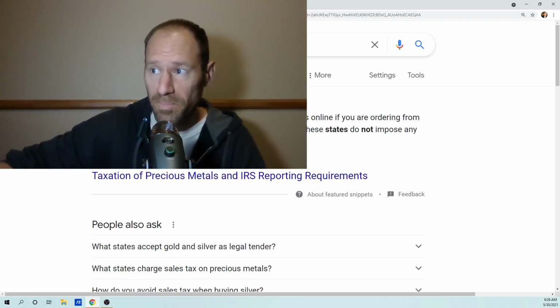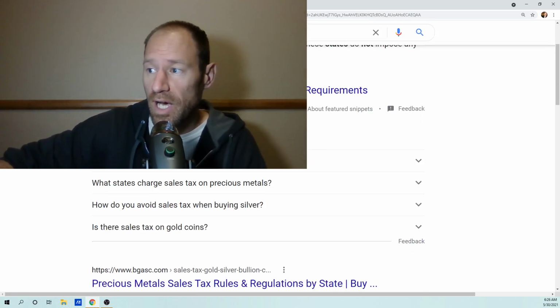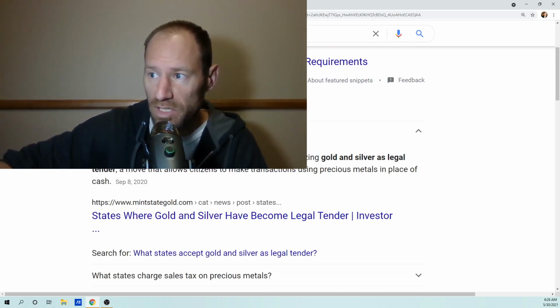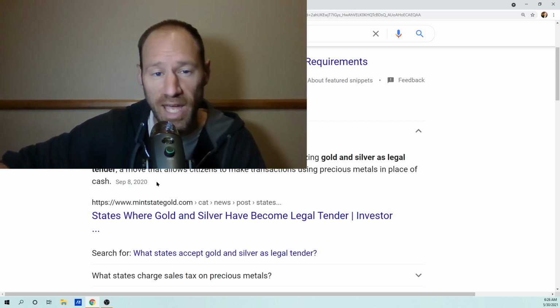Because you can buy gold and silver tax-free from bullion exchanges online if you're ordering from Alaska, Delaware, New Hampshire, Montana, and Oregon. These states do not impose any online sales tax as of 2020. Louisiana, Utah, and Texas have passed legislation recognizing gold and silver as legal tender, a move that allows citizens to make transactions using precious metals in place of cash.